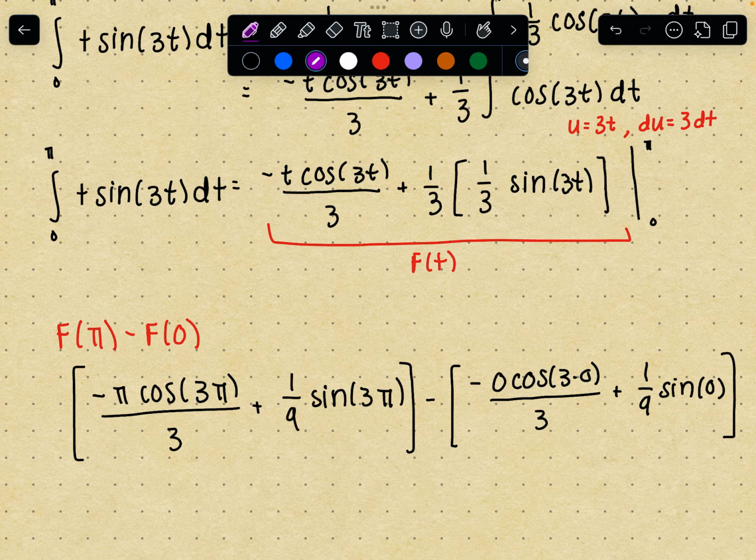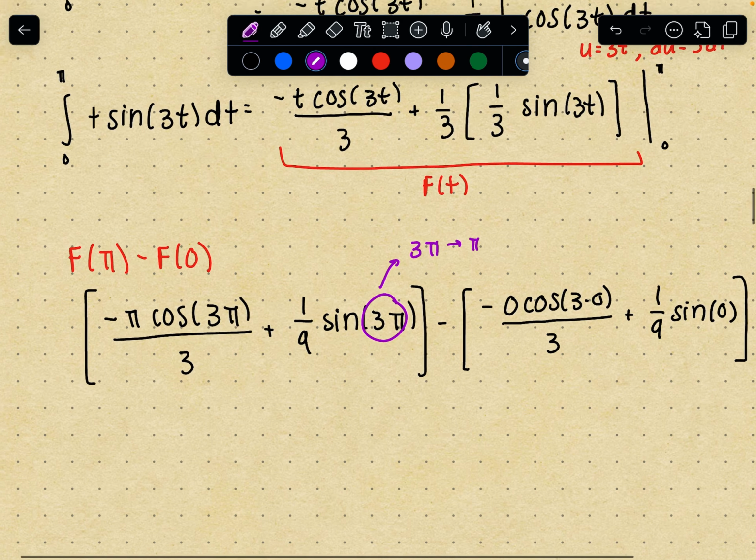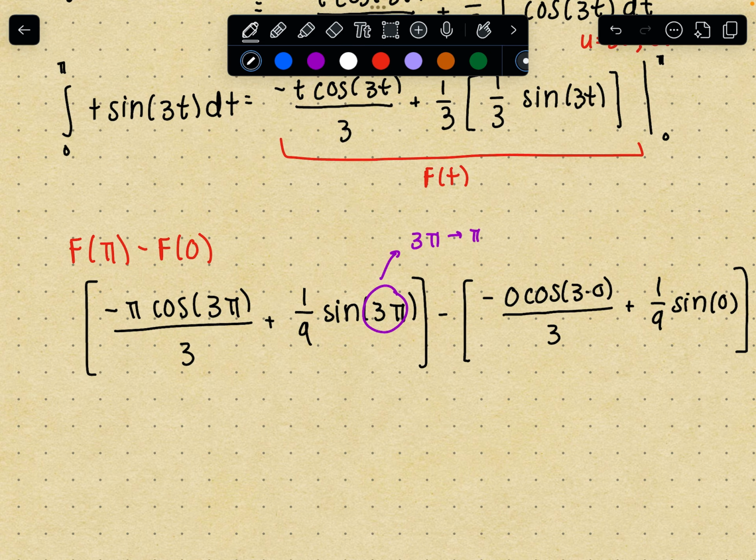If you're freaking out about 3 pi, 3 pi is the same thing as pi on the unit circle. So don't freak out. If you do all this correctly, you should end up with pi over 3. But I'll leave you to do that to practice your simplification.